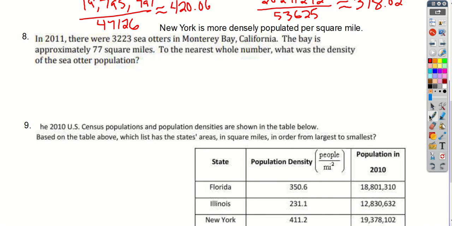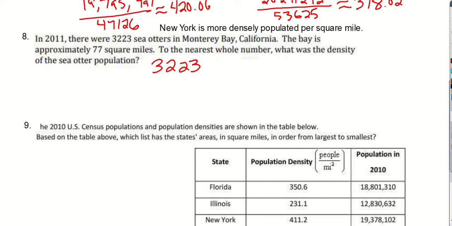All right. Number 8, in 2011, there were 3,223 sea otters. The bay is approximately 77 square miles. To the nearest whole number, what is the sea otter population density? Just the same thing, 3,223 over 77, and this is the amount of sea otters per square mile. So 3,223 divided by 77 is going to give us 41.857 and change. So this is approximately 42 sea otters per square mile.